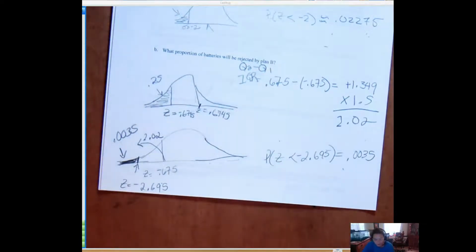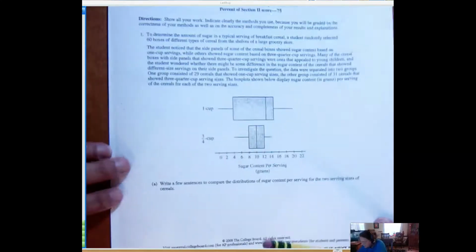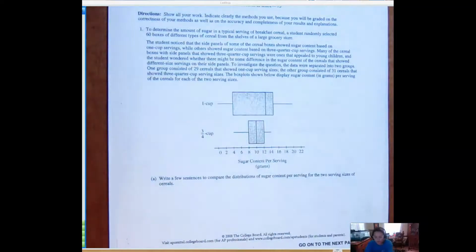Okay, that's it for question A. Go to B right now. It's a front and a back, and push pause.